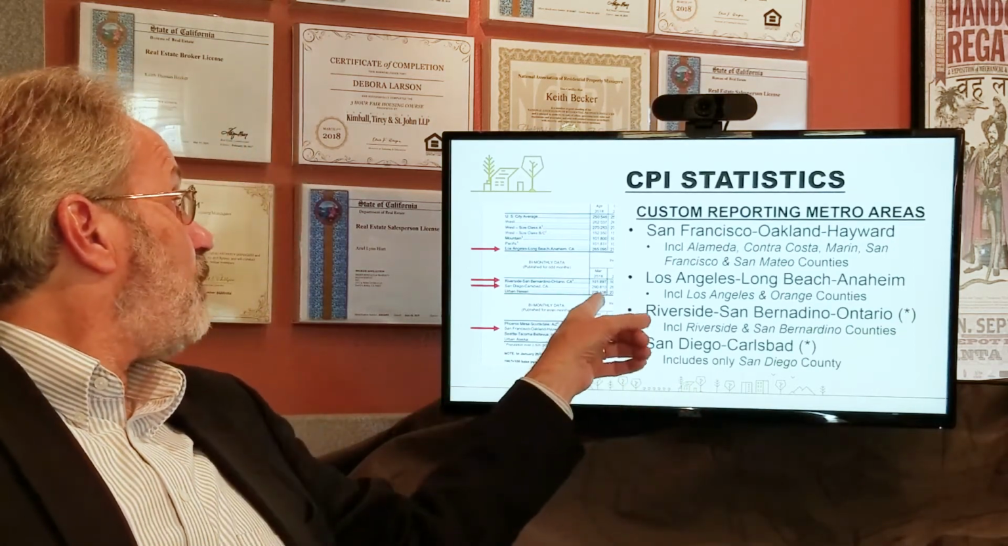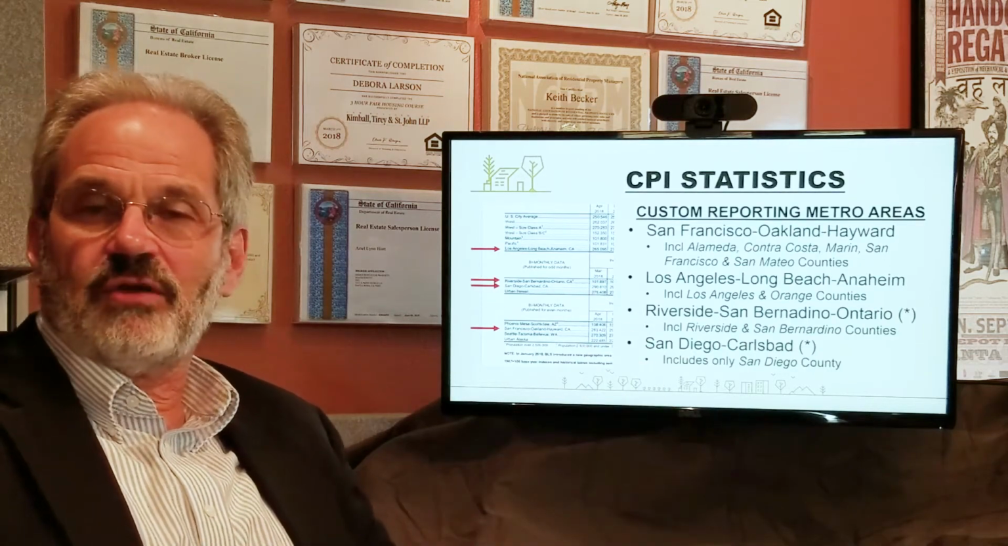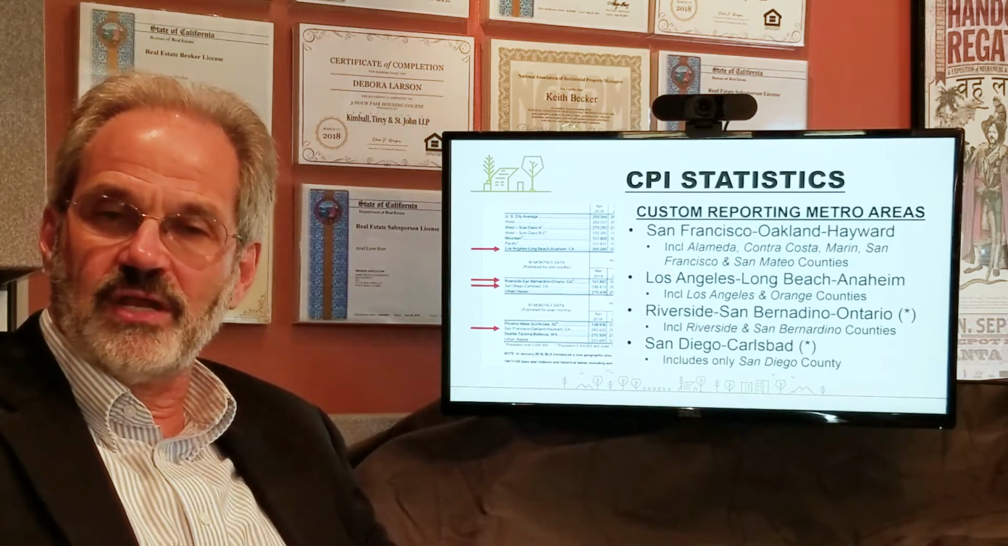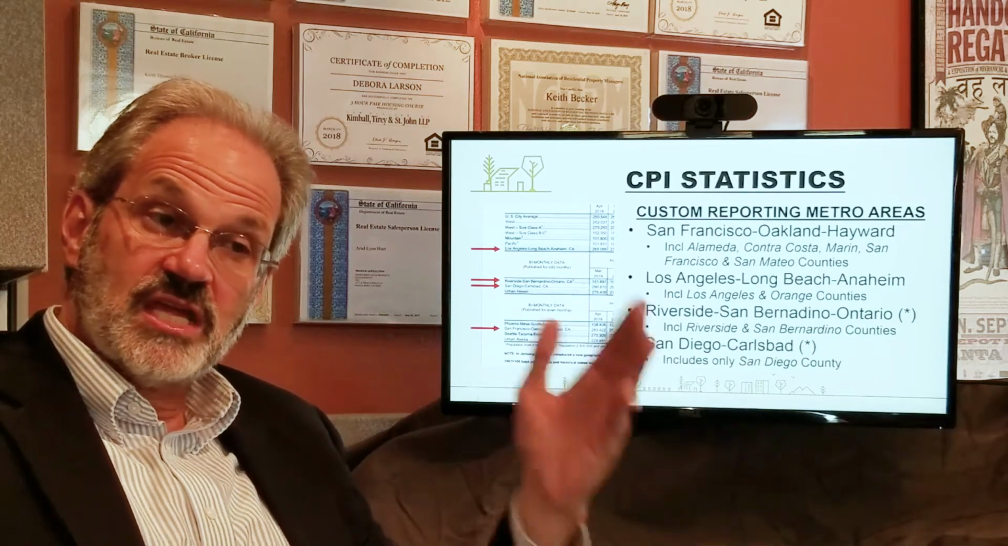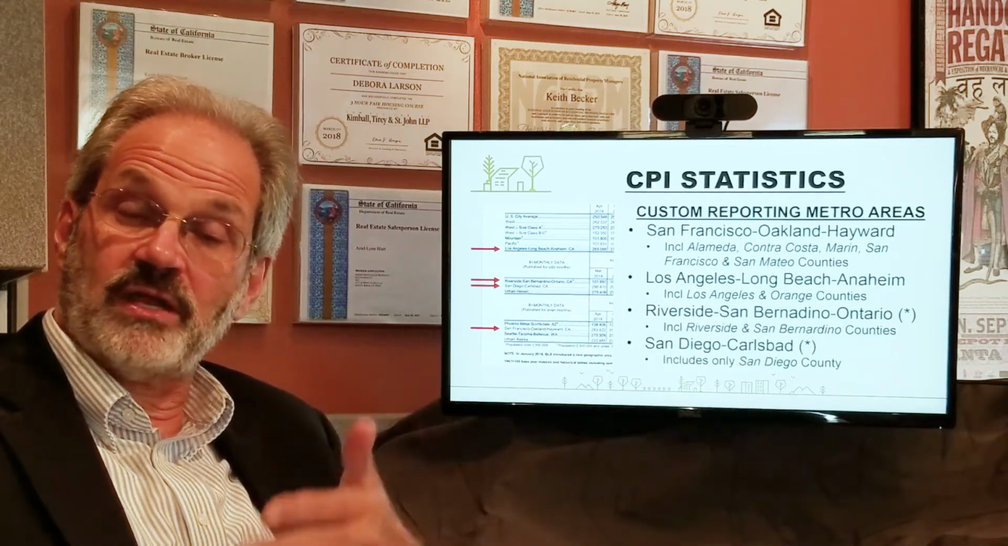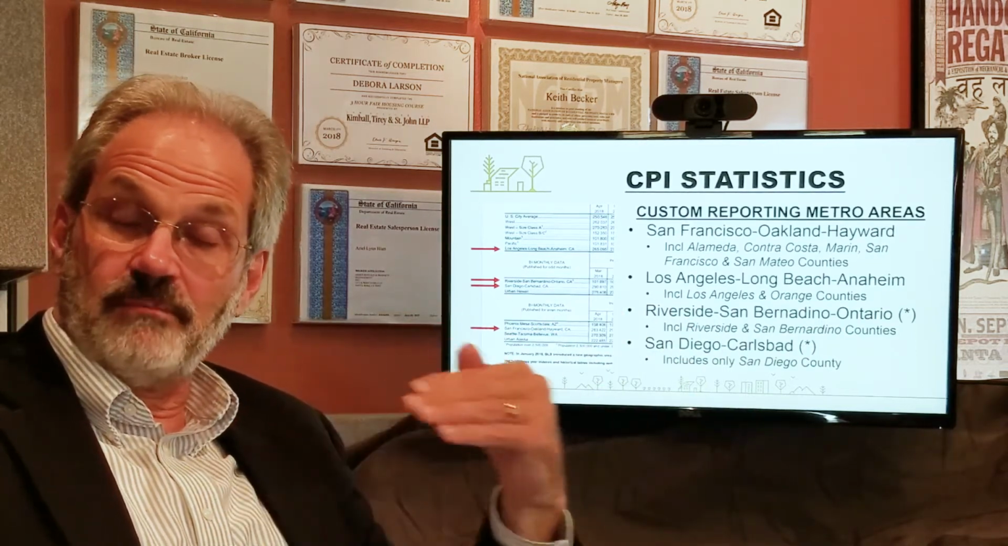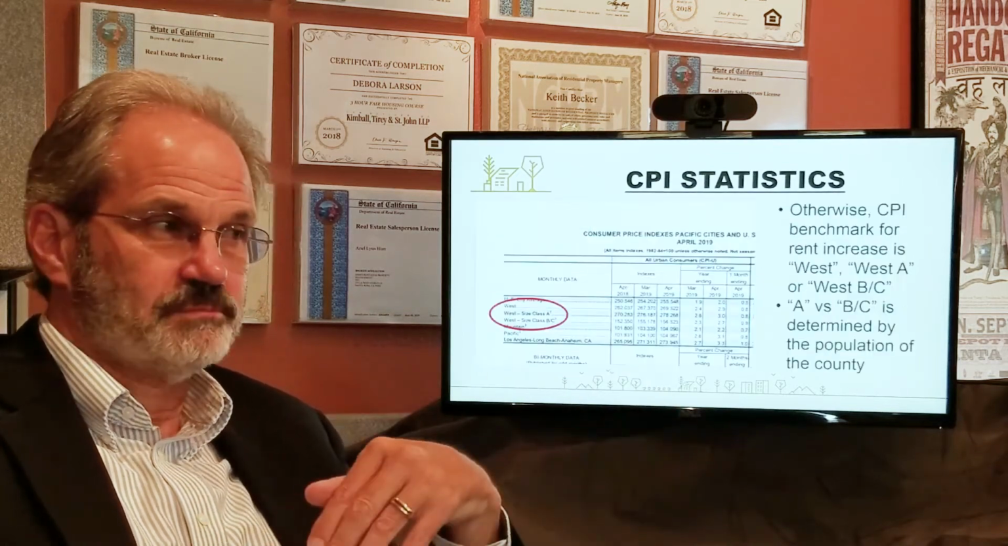And for example, if it said that the increase year over year was 2.9, your rent increase is 5% plus 2.9, a gross 7.9% increase.